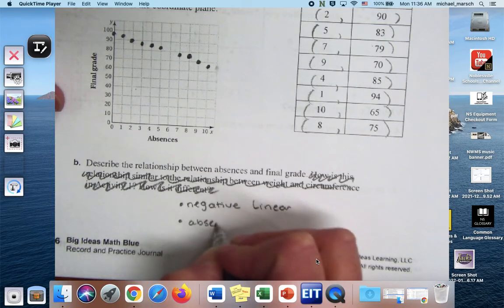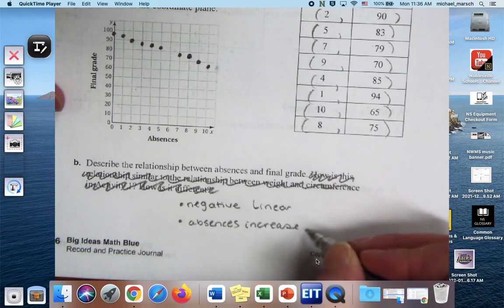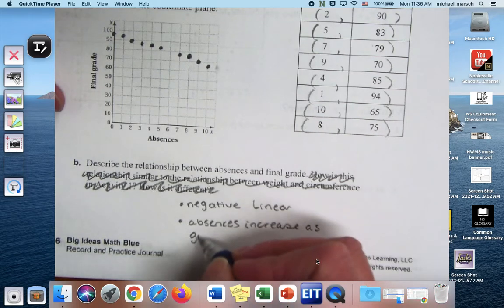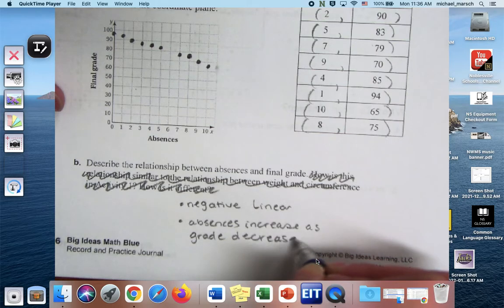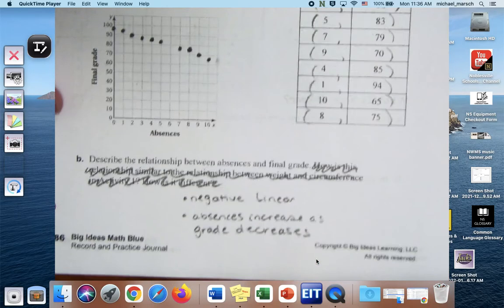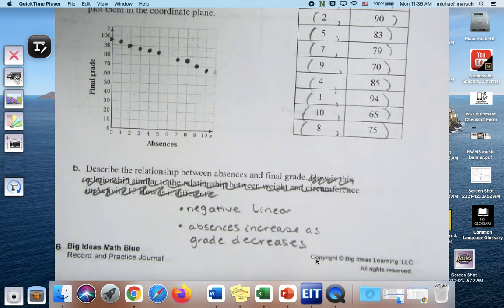And then absences increase as grade decreases. Right? So the more you're absent, it's harder to do things, right? Because you're not here for the instruction. So you're probably not going to have a fantastic grade.